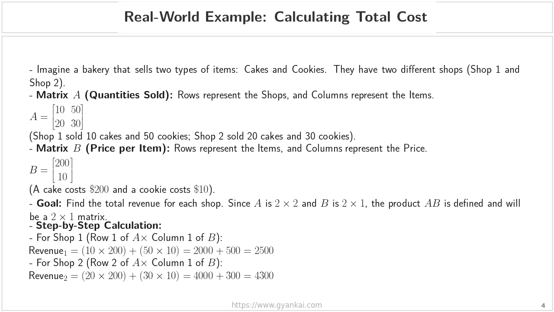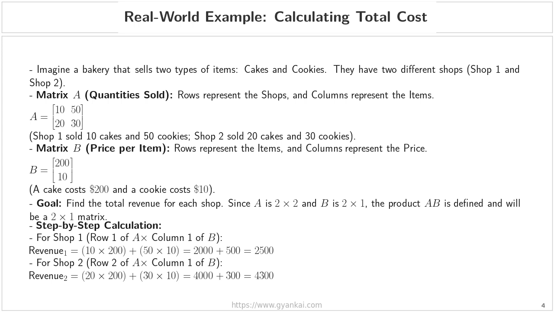To find the revenue for Shop 1, we take the first row of matrix A and multiply it by the first column of matrix B. This means we calculate 10 times 200 plus 50 times 10. This gives us 2,000 plus 500, resulting in a total of $2,500.